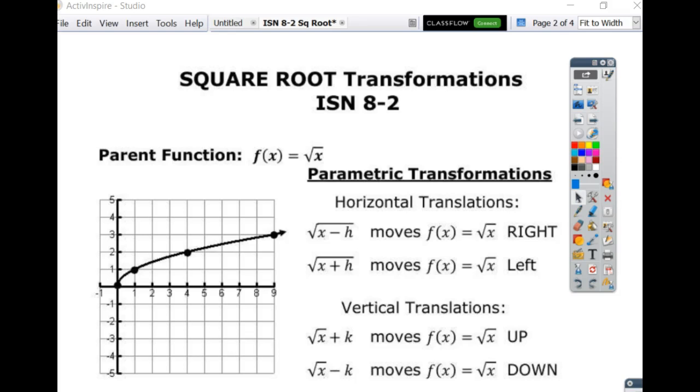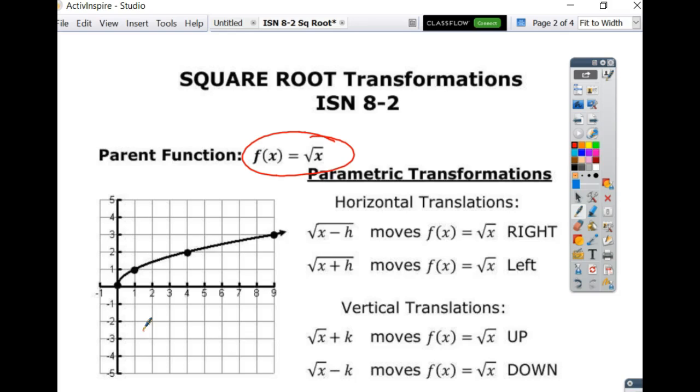Okay, so first of all, we have a horizontal transfer. The parent function for a square root is y equals the square root of x. If I was going to graph the parent function, it would start at (0, 0). What's the square root of 1? 1. Do I know the square root of 2? No. The square root of 3? No. But the square root of 4 is 2, and then 9 is 3. So this is our parent function.